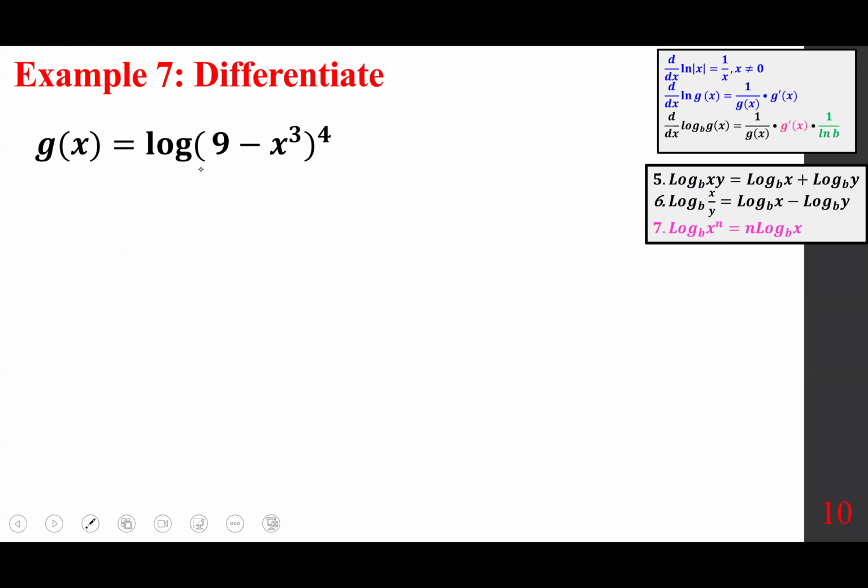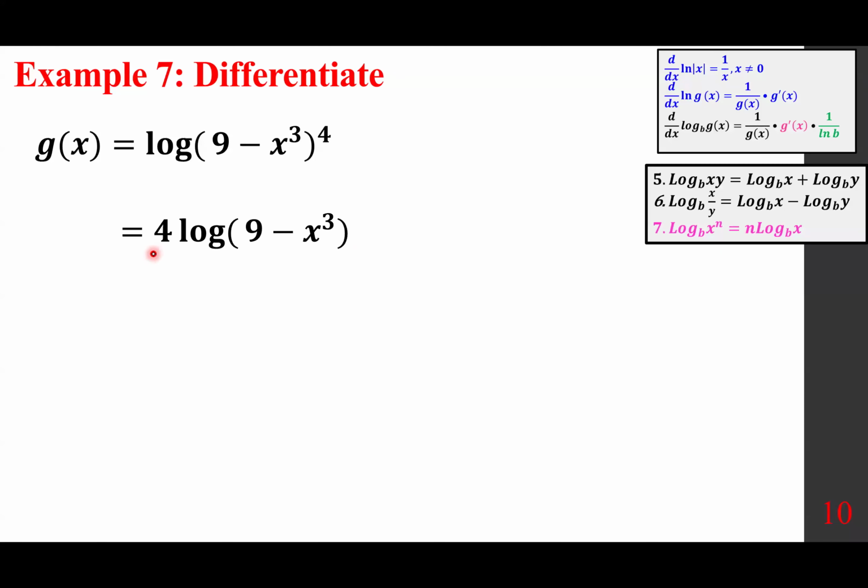g of x equals log of 9 minus x cubed to the power of 4. We should always decompose the log first. It makes it easier. So using number 7, the power rule, we put the 4 in front. That's the first step. And now we are going to differentiate this.